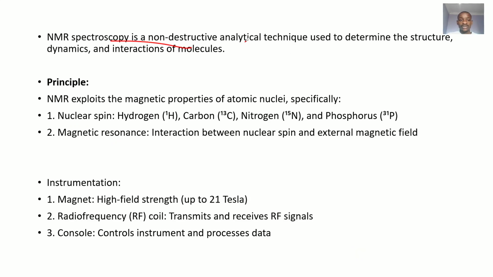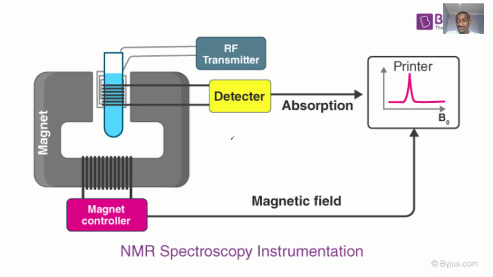So the principle: nuclear magnetic resonance actually explores the magnetic properties of atomic nuclei. Specifically, it focuses on nuclear spin. It's looking at how these nuclei are spinning in the structure. The elements this is looking at are hydrogen, carbon, nitrogen, and phosphorus. I can see these numbers attached to each element symbol; this simply shows which type of hydrogen or which type of carbon this will focus on. It also focuses on magnetic resonance, which is basically the interaction between the nuclear spin and the external magnetic field. How is the structure interacting with the external magnetic field?